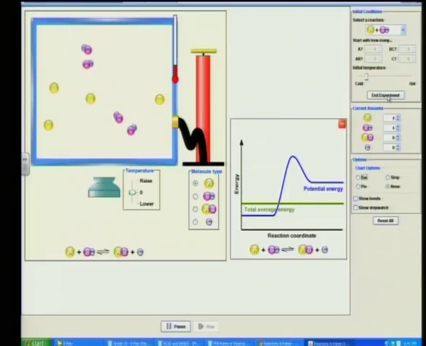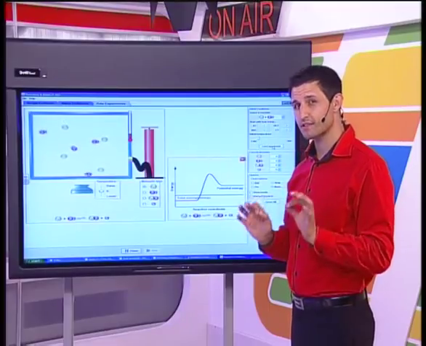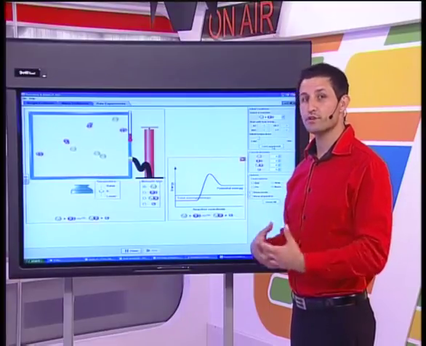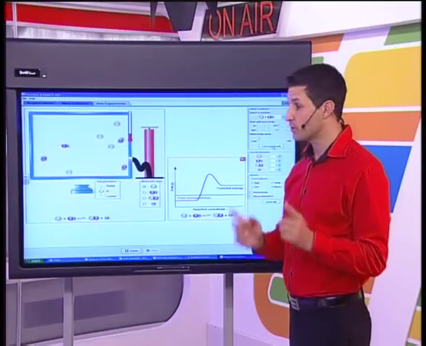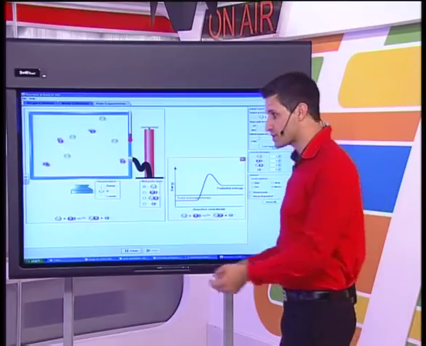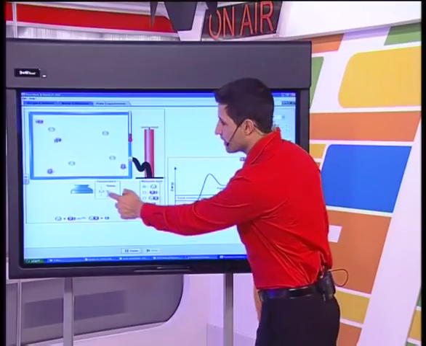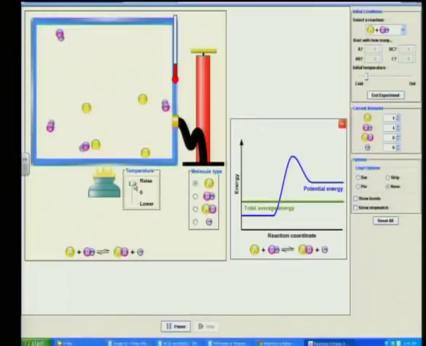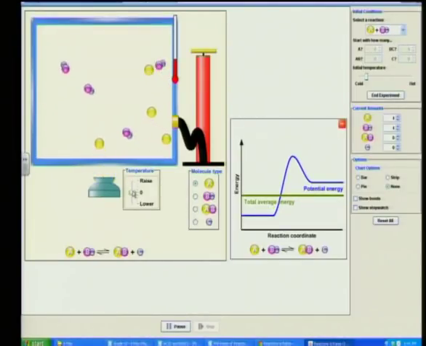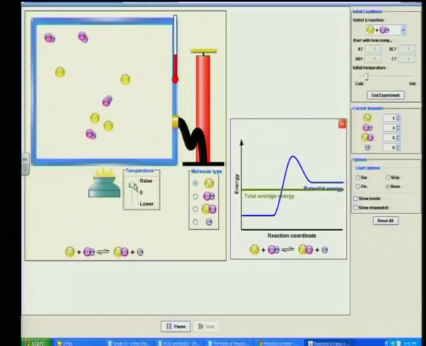Now here's the cool thing. I want you to watch what happens inside the box once I increase the temperature. That's the first thing I'm going to do. We're going to try to get a reaction to take place with extra temperature. So watch as I raise the temperature. Watch what happens to the particles. The particles are starting to move a little bit faster, but still no reaction. So let's do that again. I'm going to raise the temperature. You can see the fire.